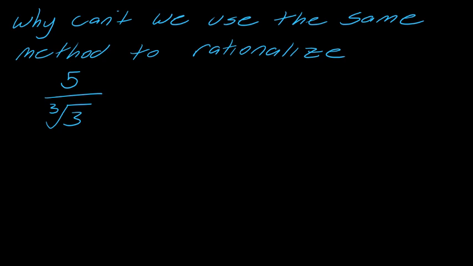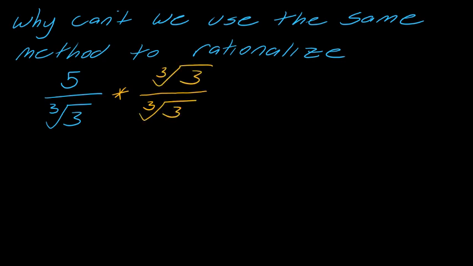Okay, so where I want to start here is we can't just use the same method from square roots to rationalize with higher roots. So let's pretend for a second that I did want to try that. Let me just show you what happens real quick. I'll do this in orange just to make it clear that this is wrong. So I multiply by the cube root of 3 and the cube root of 3.